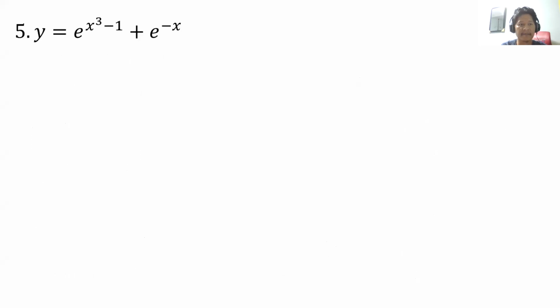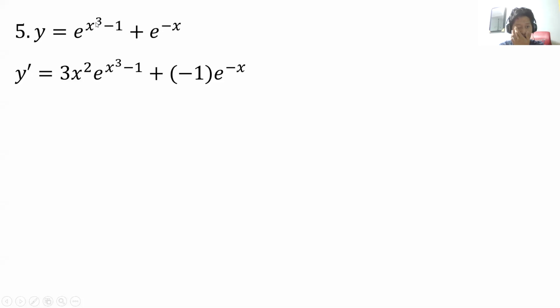Okay, next. Let's have number 5. So what about this? The same thing, e to the x cubed minus 1. So it's still e to the u. So this will just be e to the u, which is e to the x cubed minus 1. I just copied the e to the x cubed minus 1. Then the derivative of x cubed minus 1 is 3x squared. And then the same again here, the derivative of negative x is negative 1, times e to the negative x. We just copy e to the negative x. And then we just simplify, so it will turn out like this.